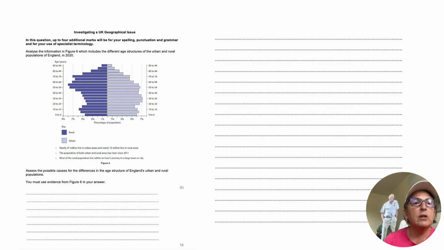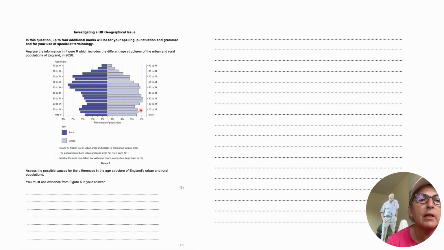Okay. On this one, for example, you've got analyse the information in figure 6, which includes the different age structures of the urban and rural populations in England. Be careful because you're used to seeing it the other way around, so always use the key. This side is rural. Notice the age of the people. There are some young people there because they've still got to go to school, but look what happens as soon as they can leave. All of a sudden, once they finish school or college, they're off and then move into the city. Whereas on the urban area, you've got people of economic working age.